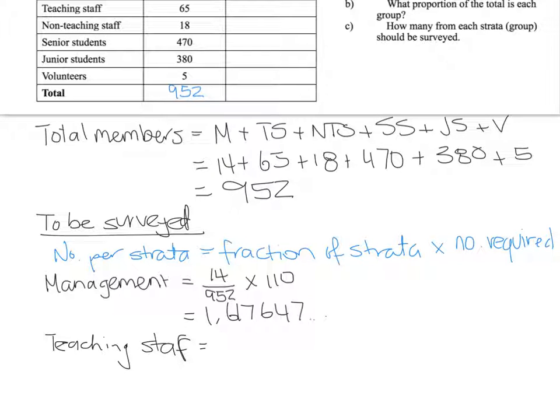Is going to equal 65. So 65 teaching staff out of 952 in total, and we want 110 surveyed in our sample. So that is 7.50504, and it keeps going.